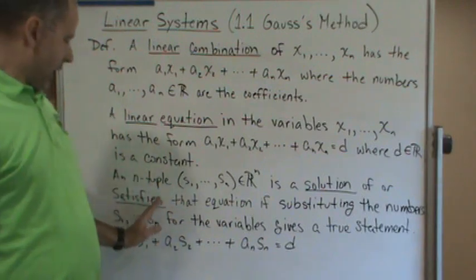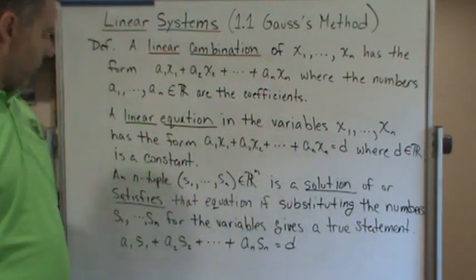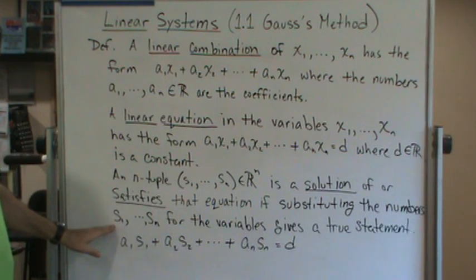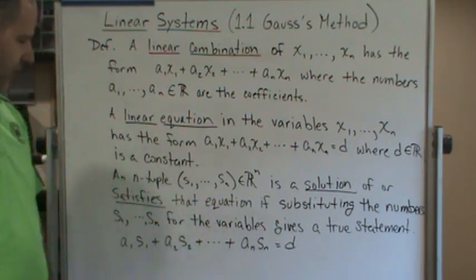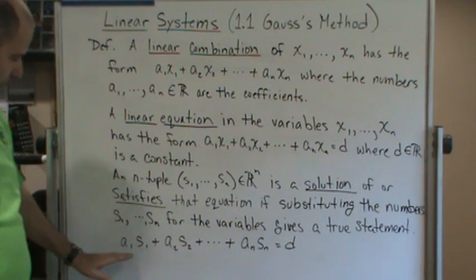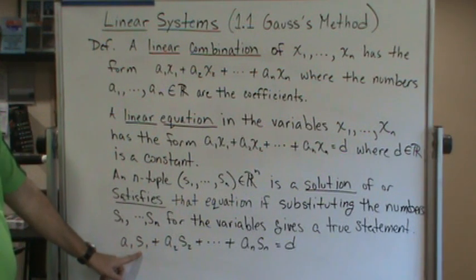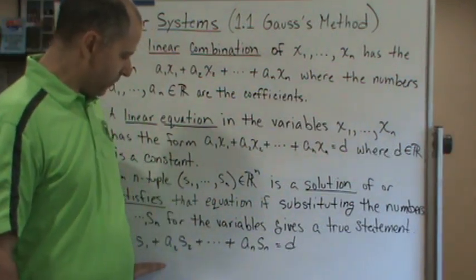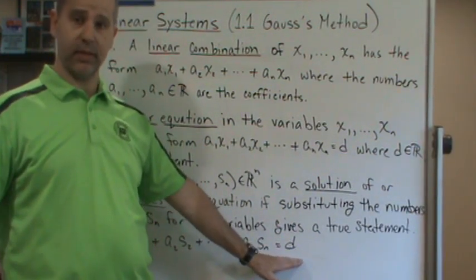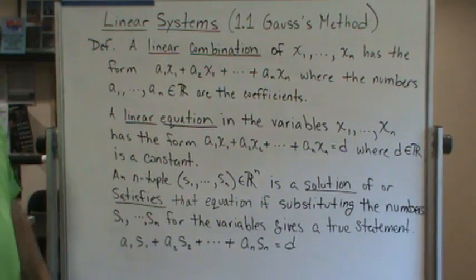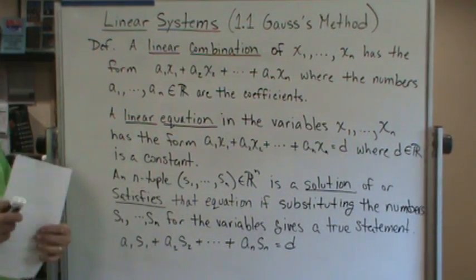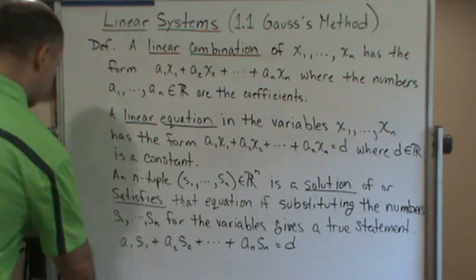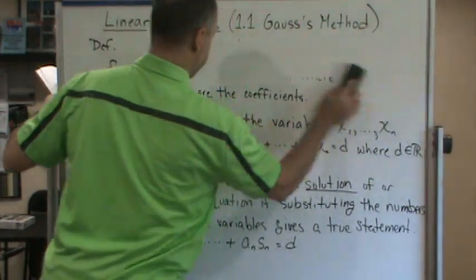An n-tuple is a solution of or satisfies this linear equation if, when we substitute in the numbers s sub 1 through s sub n for the variables, it gives a true statement. Which means that if we substitute these numbers instead of x1 through xn, and we take all of these products and add them together, and that sum of products equals d, giving us a true statement, then we would say this n-tuple, s1 through sn, satisfies the linear equation, or is a solution of the linear equation.